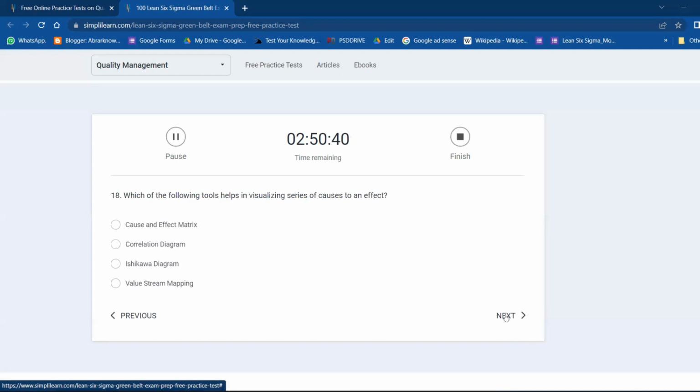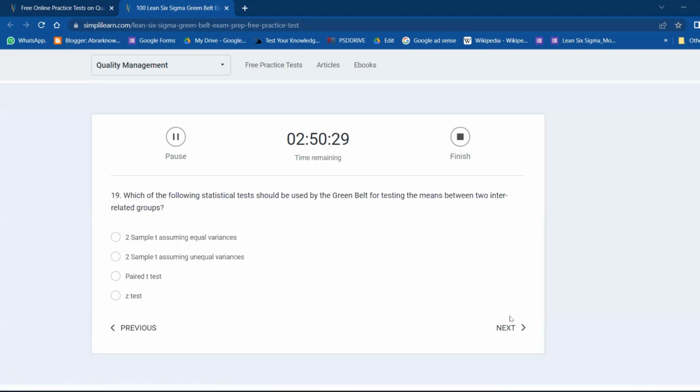18th question. Which of the following tools helps in visualizing series of a cause to an effect? This is a very easy question. Ishikawa or fishbone diagram. And let's go to the 19th one.